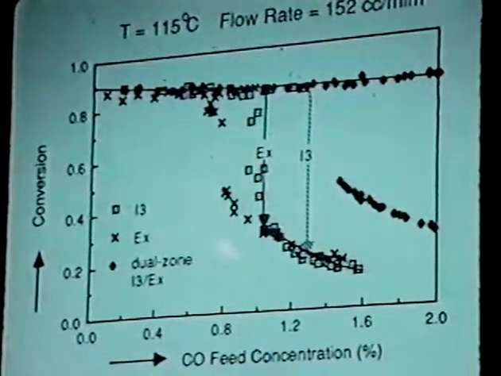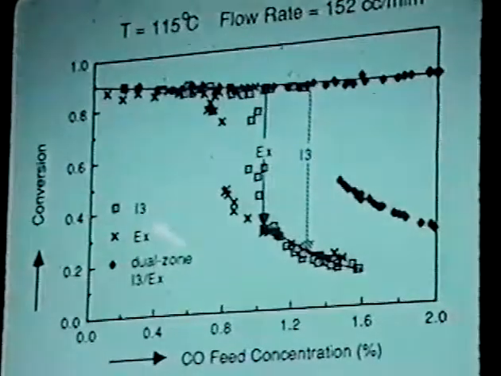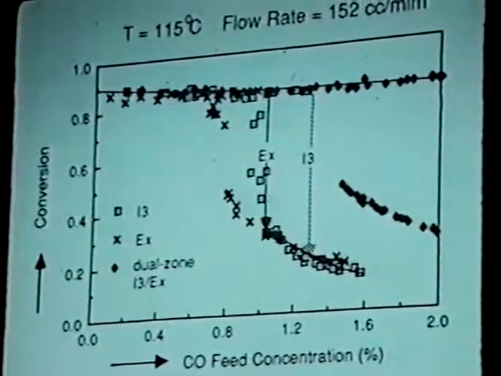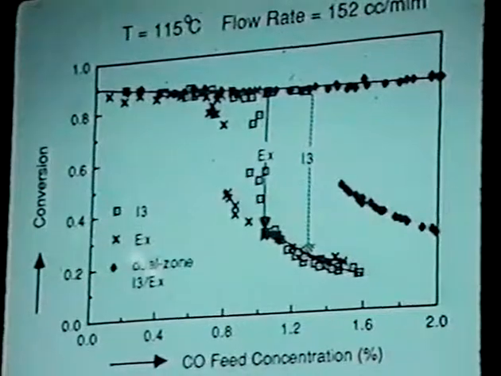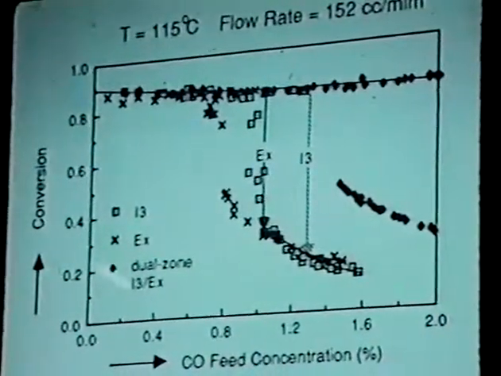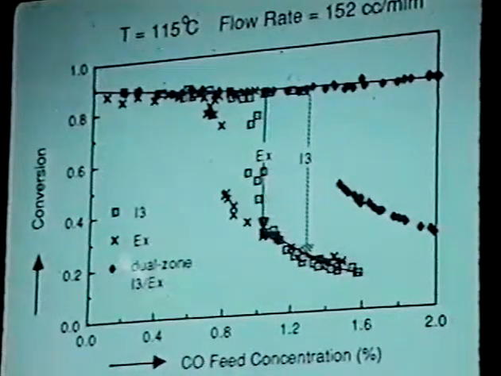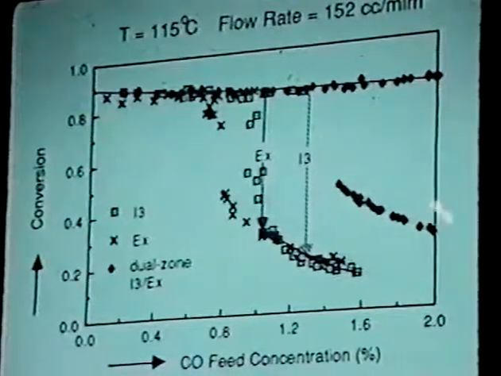And also, we have done some experiments by packing the reactor with 2 different catalysts. In this case, we have the first half of the reactor packed with I3, the internal one, and then the second zone is the external catalyst. And we see a drastic increase of conversion at this high range of CO concentration compared to just a single zone reactor, compared to either the external or the I3. So by doing a 2-zone reactor, we have a very good improvement in conversion.